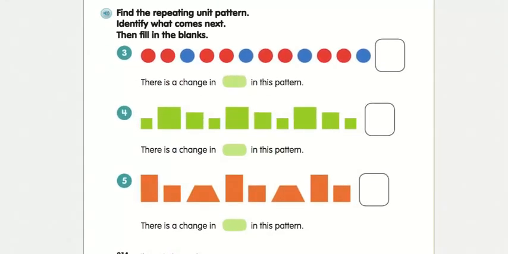Let's look at the repeating unit pattern here of the circles. There is a change in this pattern, so let's think about that first. Is it the shape? No, it's the color. Red, red, blue, red, red, blue, red, red, blue. What would be next?